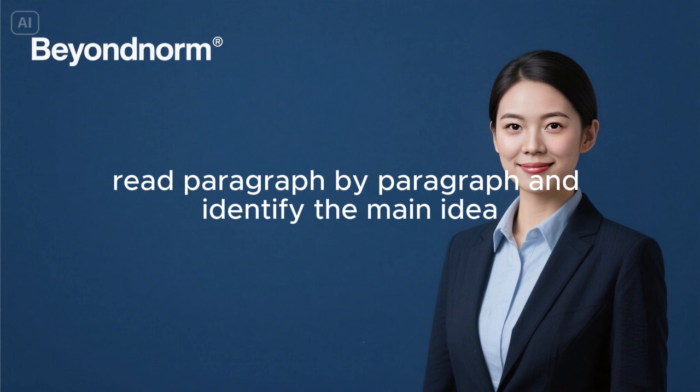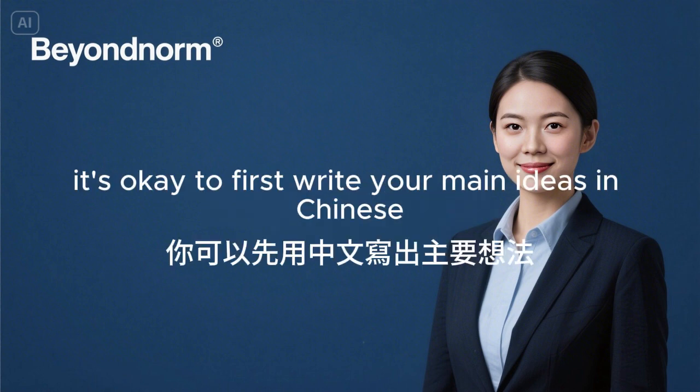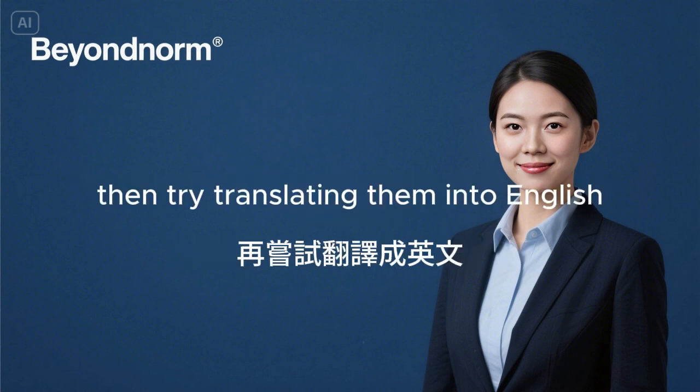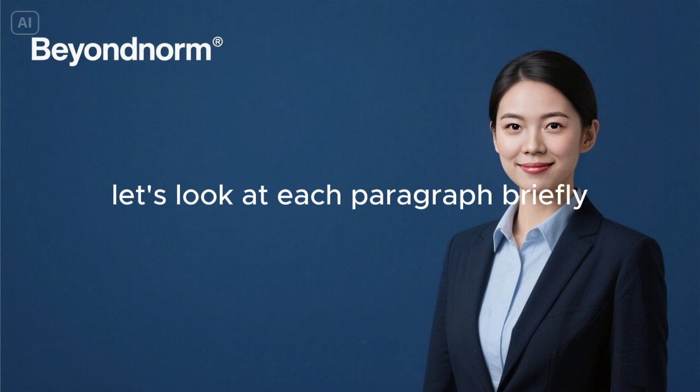Step 3. Read paragraph by paragraph and identify the main idea. If you're a beginner, it's okay to first write your main ideas in Chinese, then try translating them into English. Let's look at each paragraph briefly.